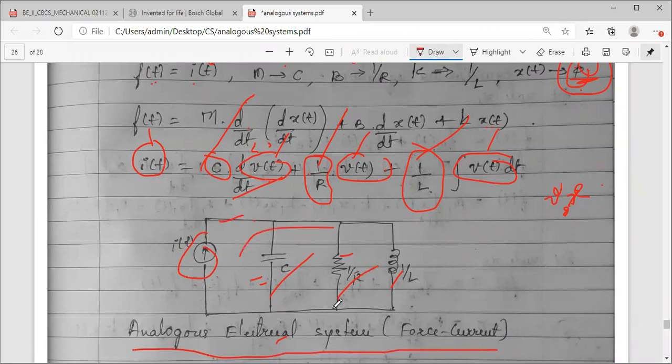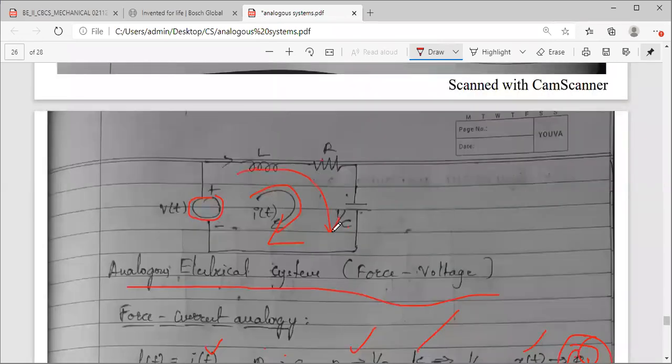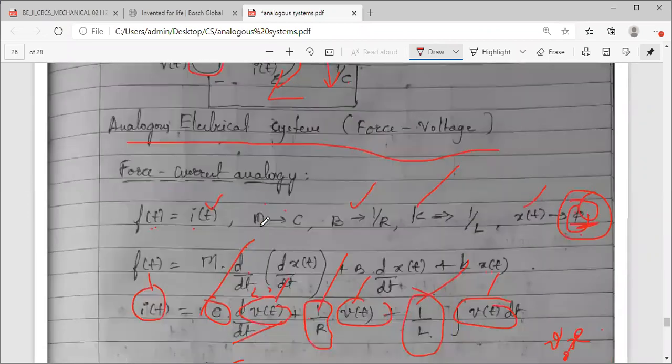In force current, we take parallel connections. In case of force voltage, we take series connection. Hope you understood this first problem.